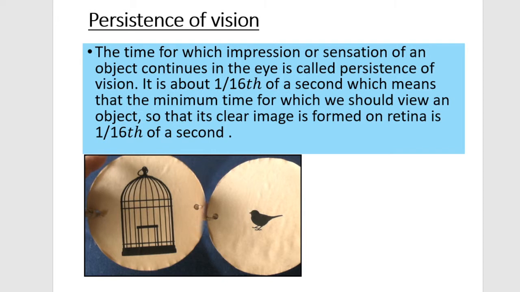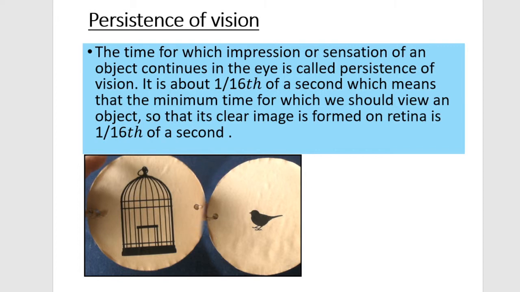So why does it happen like that? Because the time for which our eye is able to store the image in our brain is about 1/16th of a second. That is the minimum time for which we should be viewing an object, so that we are able to understand that this is an object that we are seeing. Now suppose we flick the pictures faster than this time, then our brain will get confused and we end up thinking that we are seeing both the pictures together at the same time, and that's why we feel that the bird is inside the cage, right?